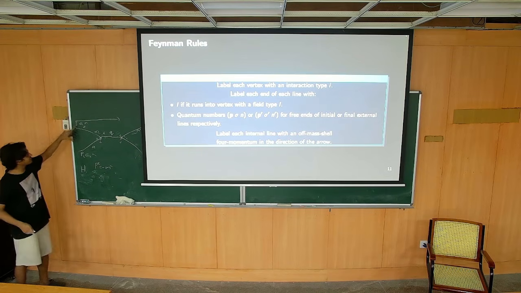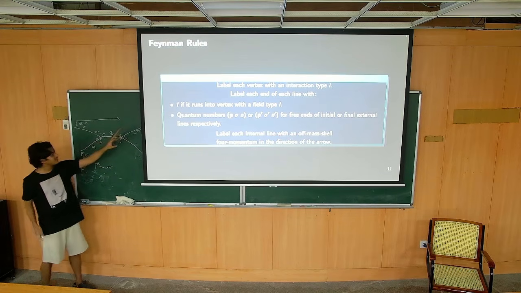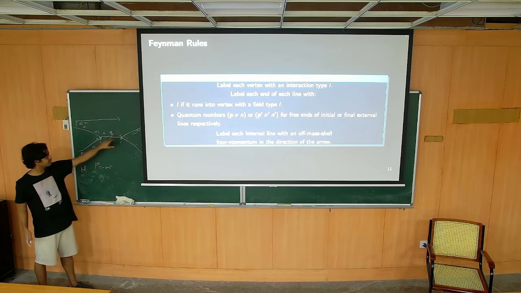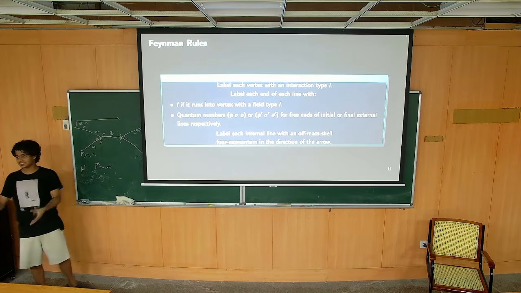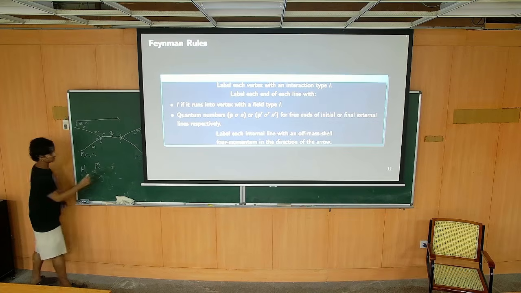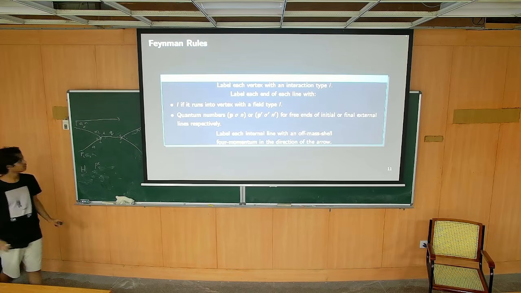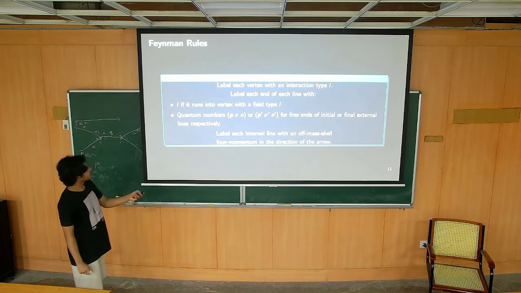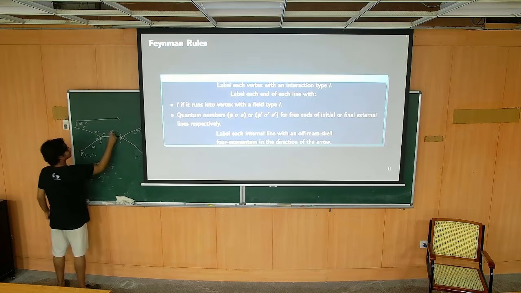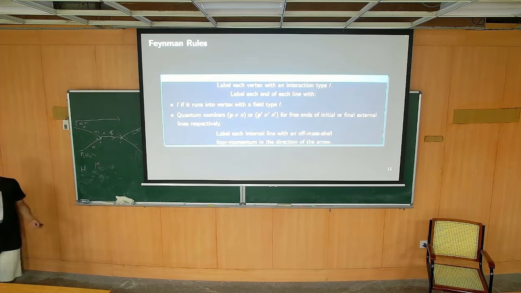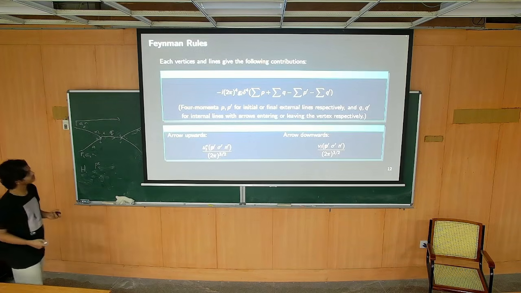So all of these satisfy those equations. But for the internal lines, I am giving a Q which is off mass shell. That means this is not satisfied. Q can be negative, positive, whatever. Q square can be negative, positive, whatever. They integrate through all of the values, minus infinity to infinity. And the direction of the momentum will be the direction of the arrow. If there is no direction of the arrow, then it doesn't matter.